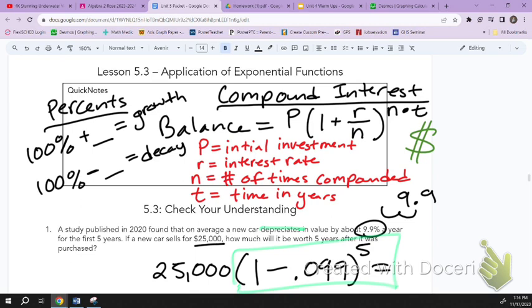Did you know that cars depreciate at different rates? Some cars maintain their value, some do not. Why?